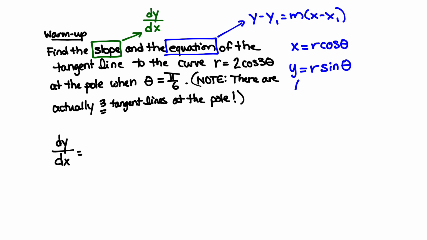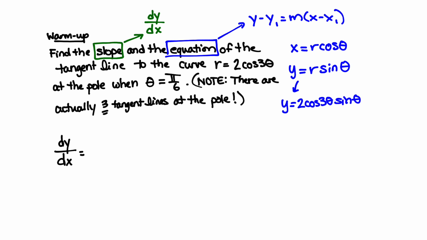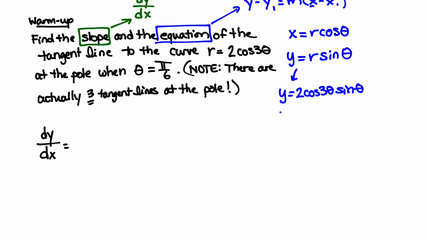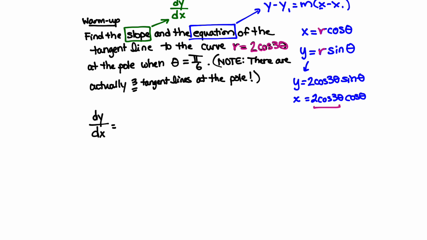First of all, we have to rewrite y. Y is r, which is 2 cos 3 theta times sine theta, and x is just 2 cos 3 theta times cosine theta. So the first thing you guys did was replace the r's with what r is, 2 cosine 3 theta. And then you said, oh, hello there, I have some products going on.